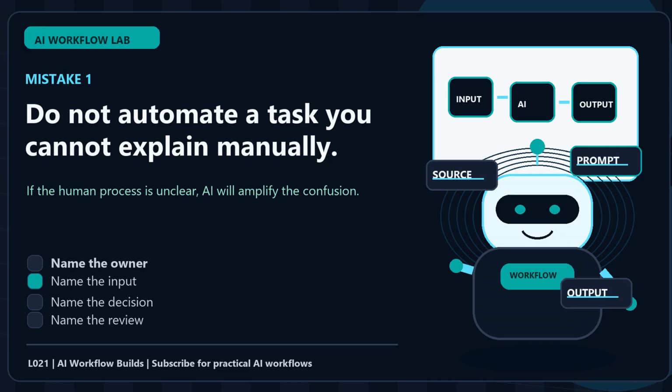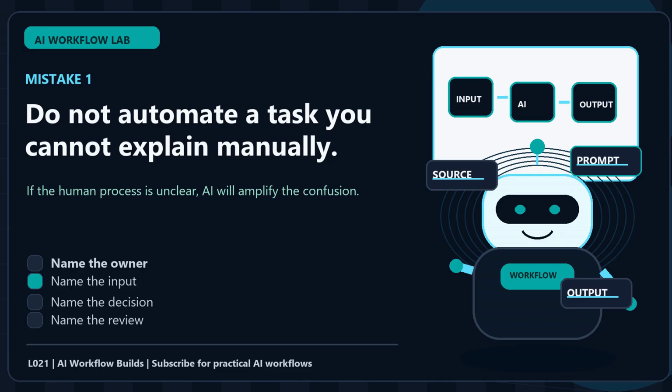The first mistake is trying to automate a task you cannot explain manually. If you cannot describe the current process, the assistant has no stable pattern to follow. It will fill in the blanks, and those blanks are where bad systems are born. Before adding tools, write the manual version in plain language. When this input arrives, I check this thing. Then I decide between these options. Then I create this output. Then I review it for these risks.